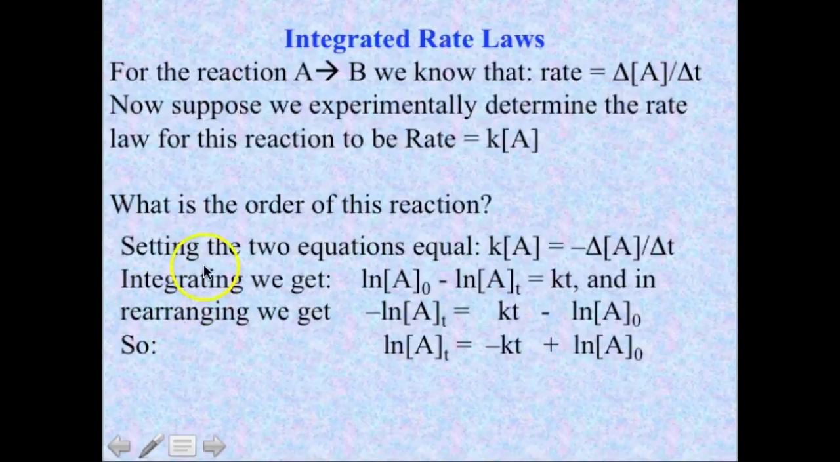It's just that if we set the two equations equal to each other and do a little integration magic, we get this integration. Natural log of A at 0 time minus the natural log of A at time t equals K times t. And we can rearrange this to eventually get the natural log of A at time t equals minus kt plus the natural log of A at time 0.